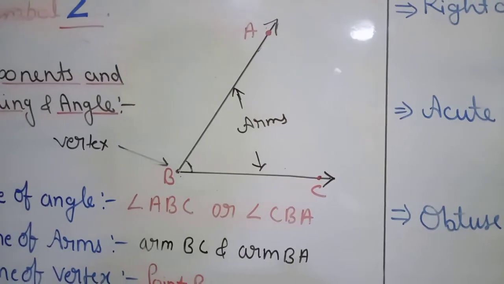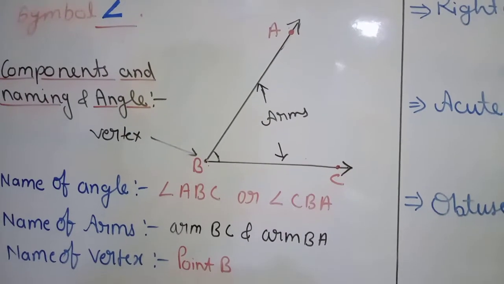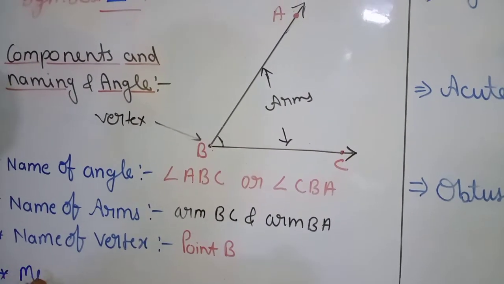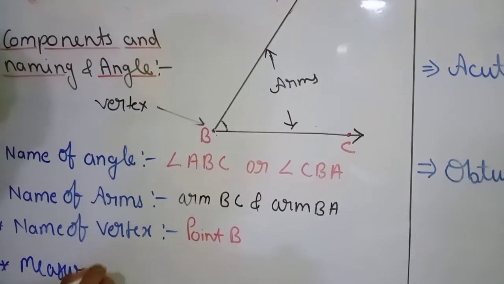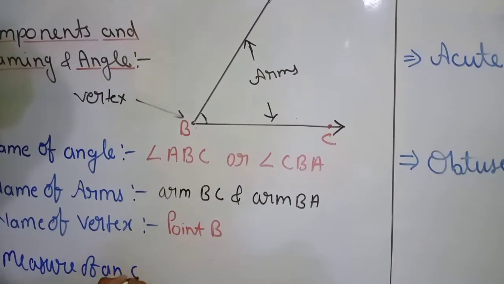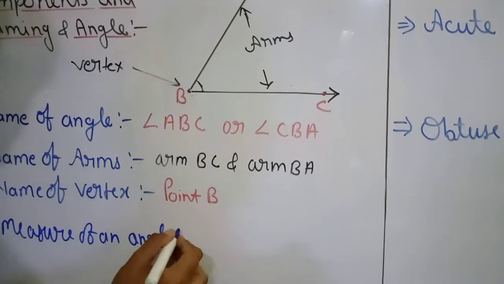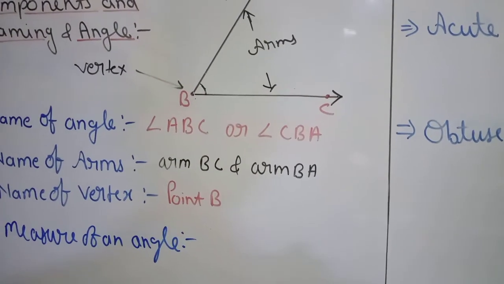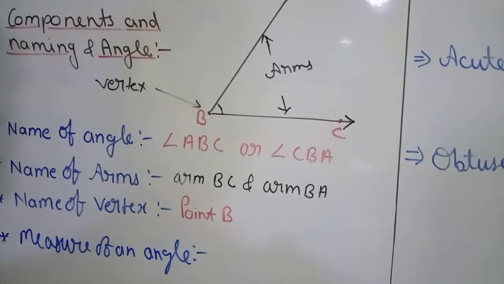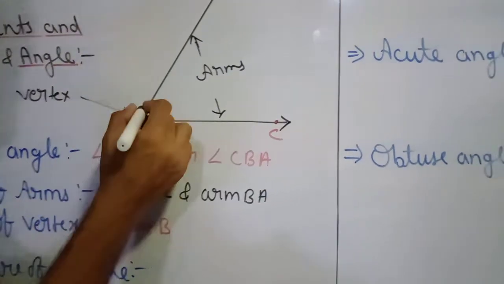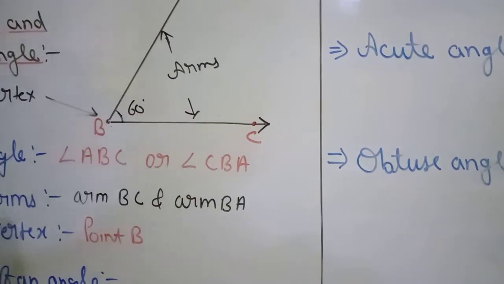Now the next component we can write is the measure of an angle. How are we going to write the measurement of the angle? For that, we cannot write directly. Suppose this is given as 60 degrees.